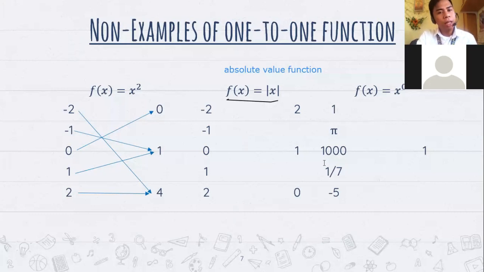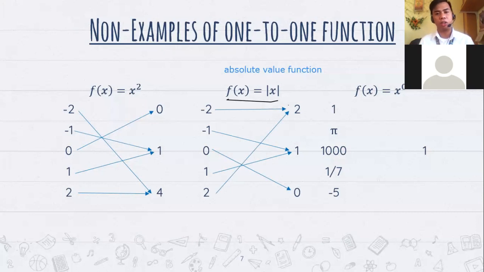So, any number that has an absolute value should become positive kapag siya ay integer or non-zero integer. So, 0, 0 pa rin. So, si 1 and negative 1 is 1 unit away from the origin, disregarding the sign. So, we have negative 1 and 1 is 1. And we have 2 and negative 2 would become 2. So, this is actually not a one-to-one function din.